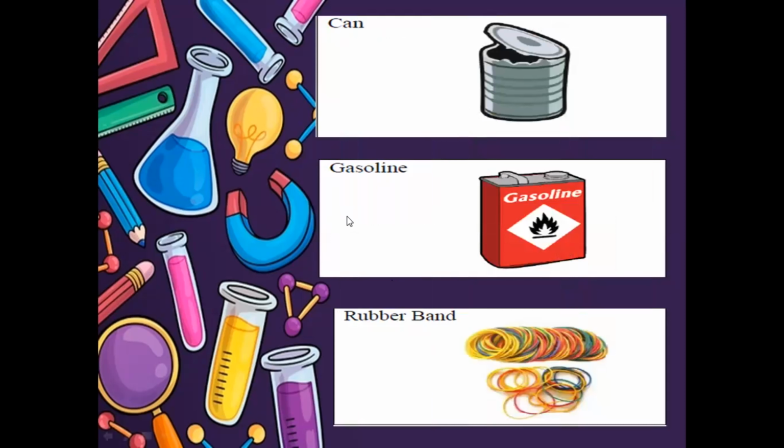Next item is can, lata. Lata ng gatas, lata ng sardinas, lata ng meatloaf, lata ng corned beef, lata. Okay, lata. Or can, tin can. This possesses ductility. Okay, so ductile siya or ductility. Mabilis din siyang mag-transfer yung heat sa kanya. Ano pa ang property ng lata?